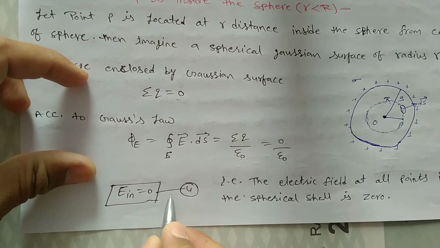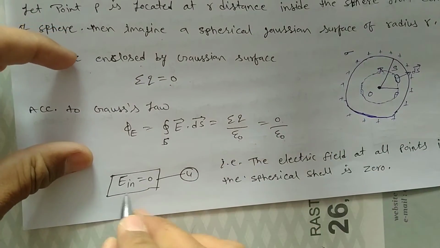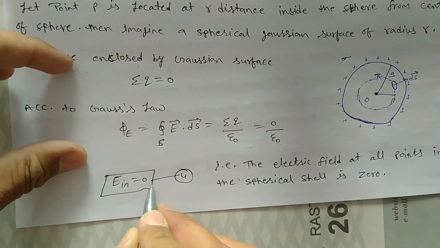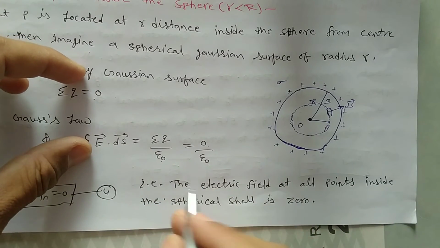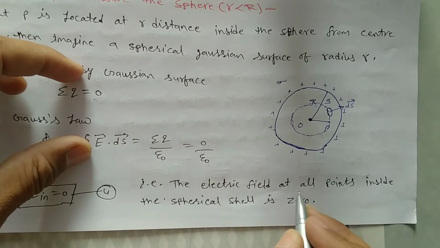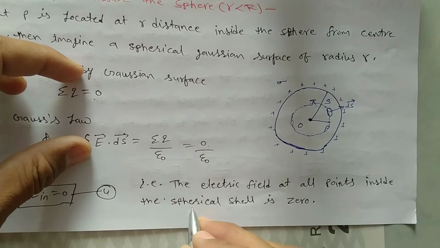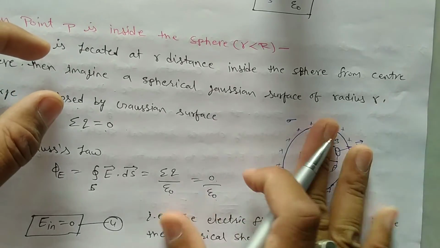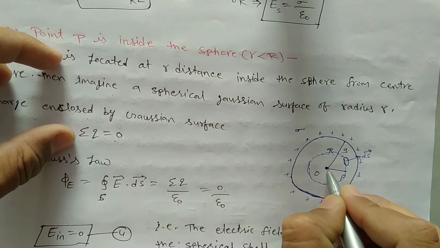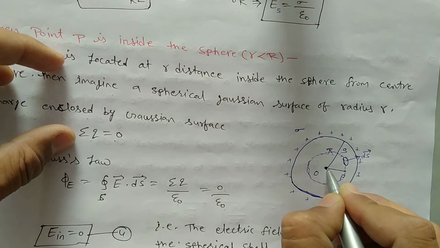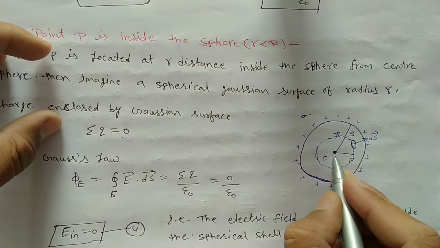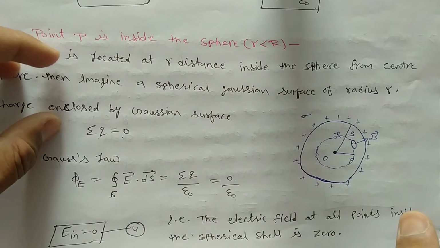From this equation, E in is equal to 0, which means at the inner part electric field intensity will be 0. Then we can say that the electric field at all points inside the spherical cell is 0. If we take a point at the center of this spherical cell, then the value of electric field at this point is also 0.